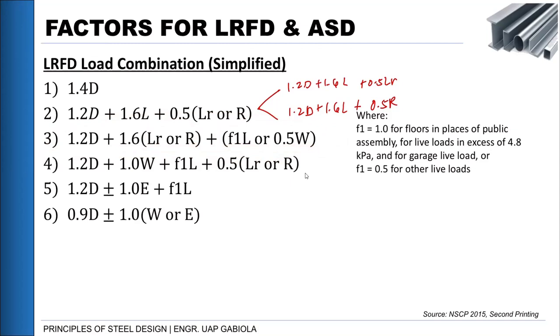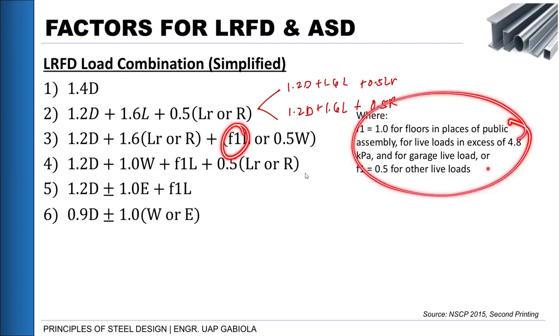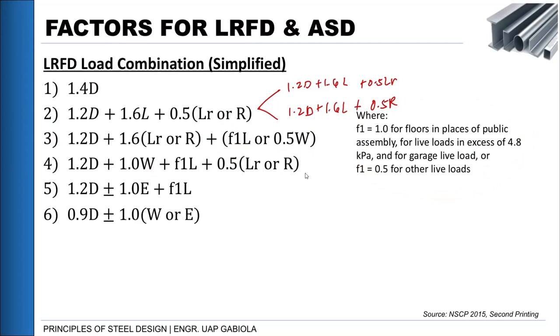And as you can see here, those factors are all already decided by the code. These are based on previous experience, so we do not need to change them. Okay? We just have to adapt, because these are based on historical data. And then F1 is based on the definition we have here. Okay? And then number 4, same as our earlier discussion.